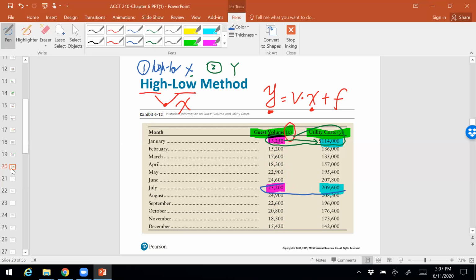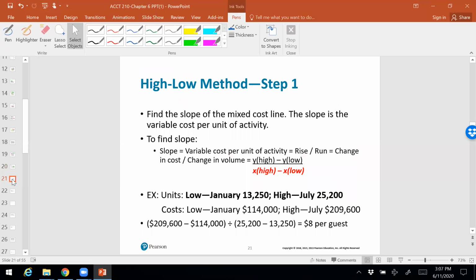How do we get our model? How do we get our slope? Step one is to get the high and the low X. Step two is you find the related Y. I believe this is what you have learned in high school or college, in statistics or math. The slope is the difference of Y over the difference of X. So your numerator is always the difference of Y, and your denominator is the difference of X. You use Y high minus Y low, divided by X high minus X low.